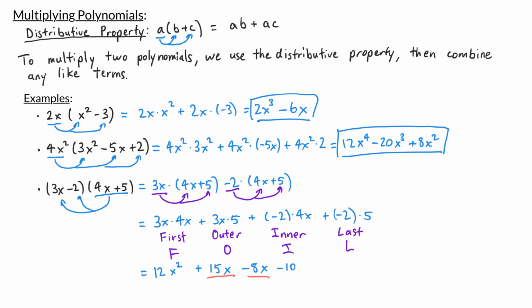So combining their coefficients, 15 minus 8 gives me 7, so in the end I'll have 7x. So the result is 12x squared plus 7x minus 10. So that's the product of the two binomials. Let's look at more examples.